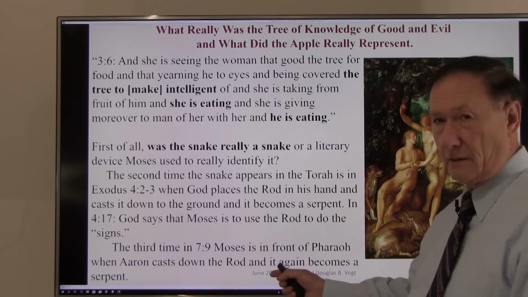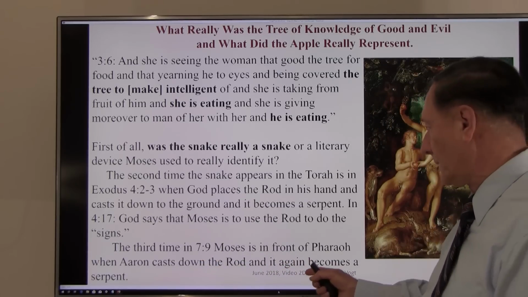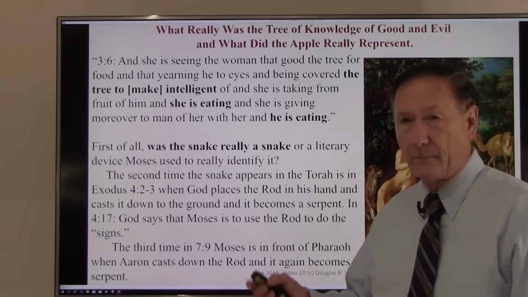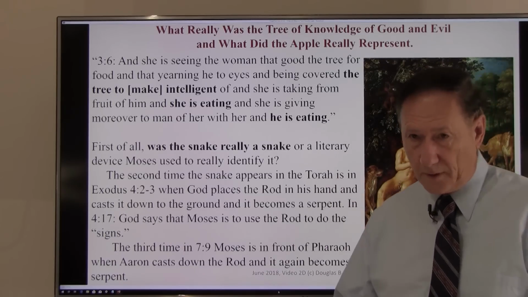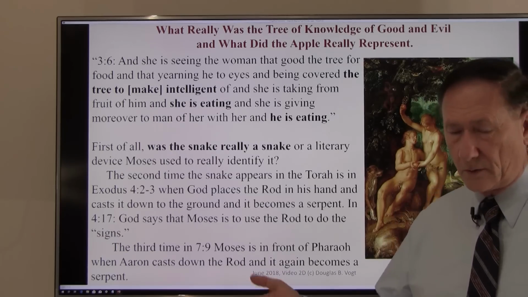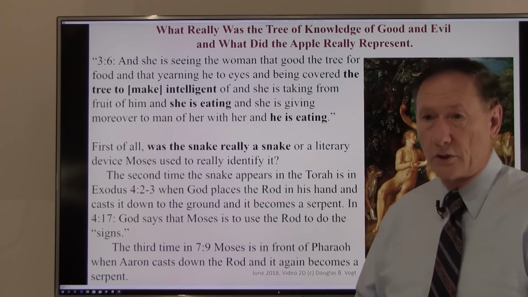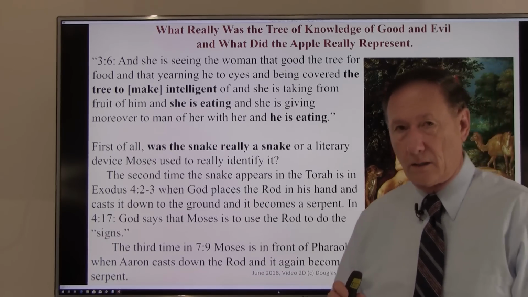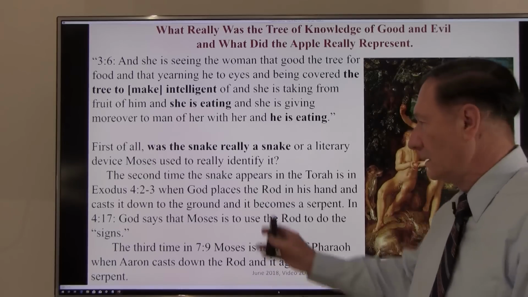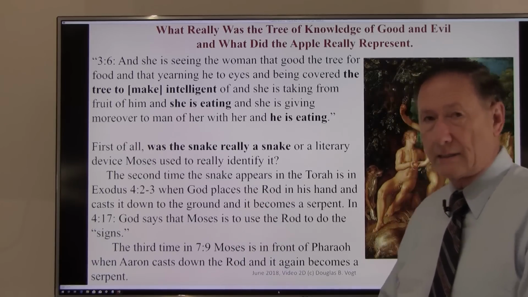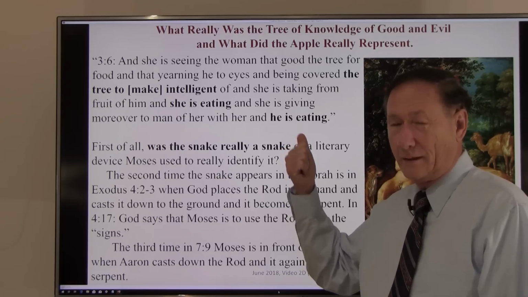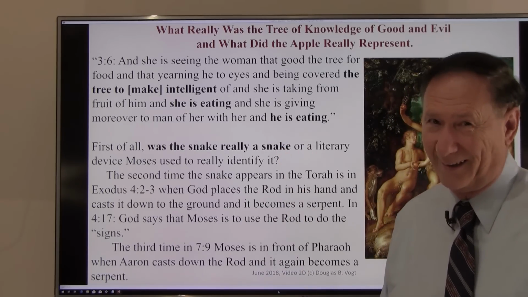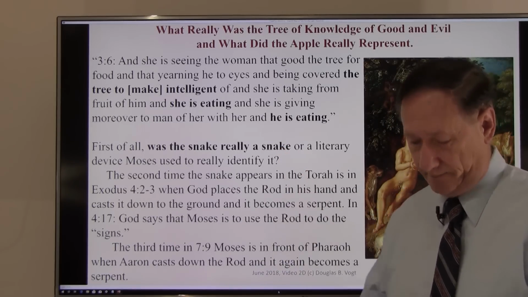The third time the rod shows up with the serpent is when he's standing in front of the Pharaoh, Amenhotep IV, and he throws the rod down, it becomes a serpent, and eats the other two serpents of the Pharaoh's magicians. The point being is this. This is a literary device used by Moses. He's telling you, remember the first time we talk about the serpent? It wasn't the serpent. It was the rod.